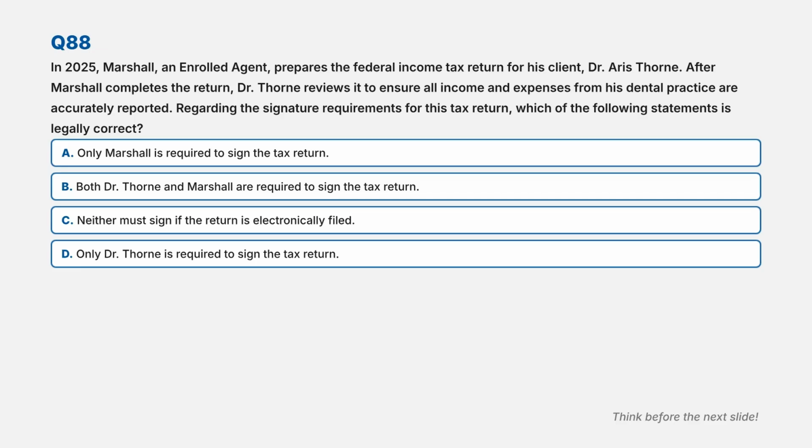A. Only Marshall is required to sign the tax return. B. Both Dr. Thorne and Marshall are required to sign the tax return. C. Neither must sign if the return is electronically filed. D. Only Dr. Thorne is required to sign the tax return.